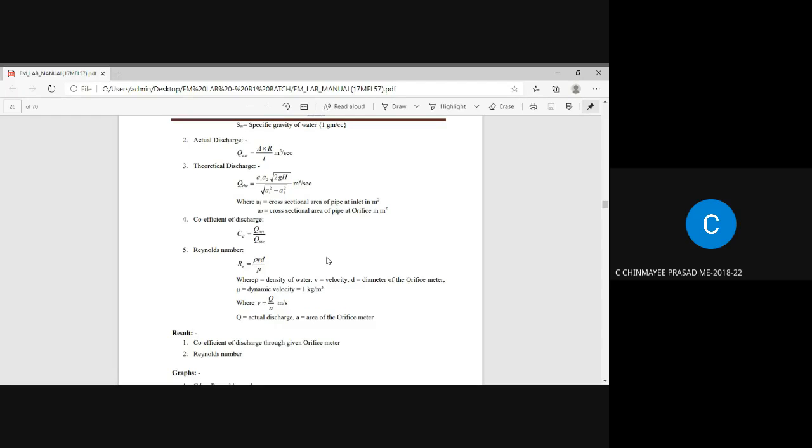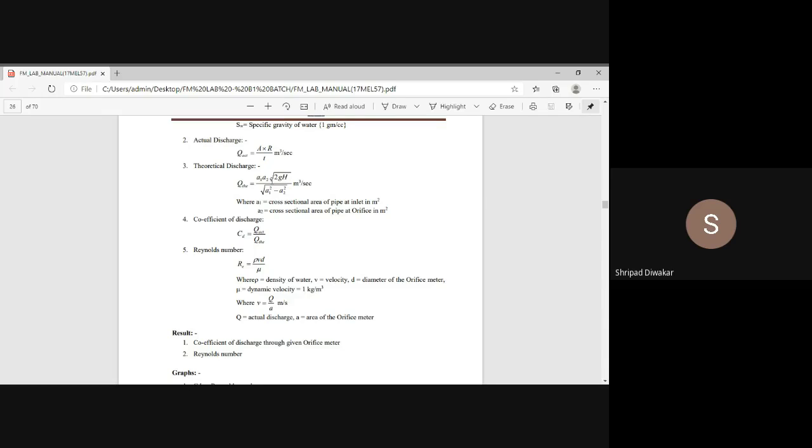Yes, sir. Okay, please note down this one. First formula is capital H is small h into Sg minus Sw. Second formula is Q actual equals A into R divided by T. And third formula is the theoretical discharge. How to find out the theoretical discharge? So note down the formula.